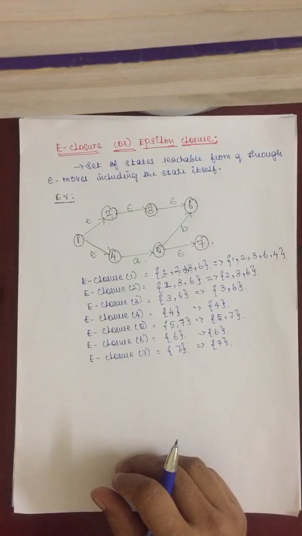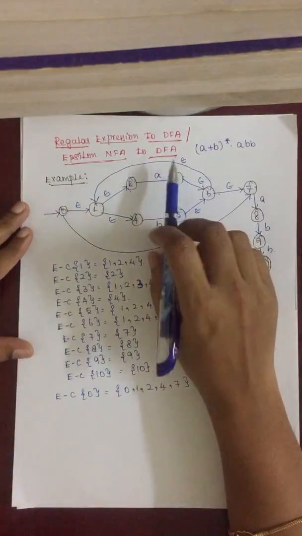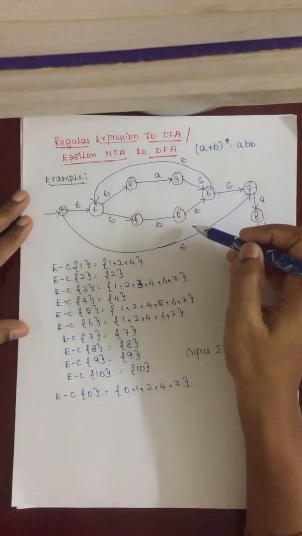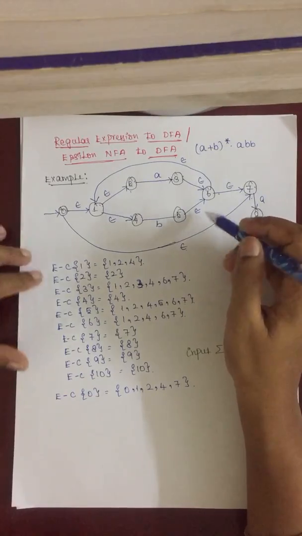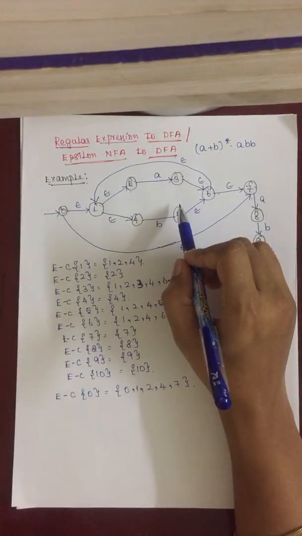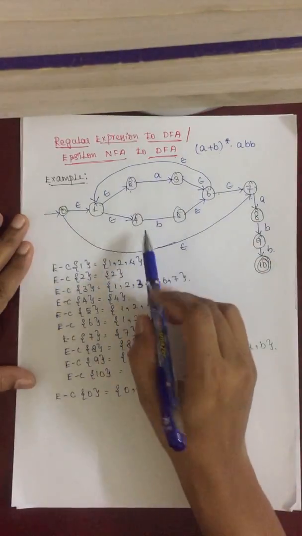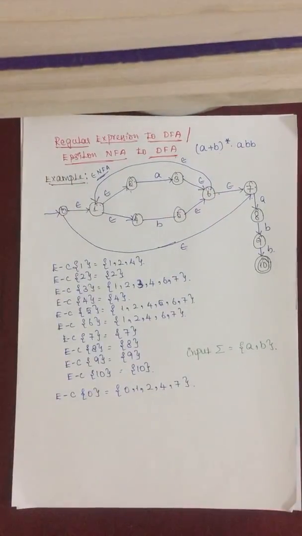This is how we identify the epsilon closure for each and every state. Now we will take one example of regular expression to DFA. Either you can start from the regular expression or from the epsilon NFA, and then the corresponding DFA can be constructed. If this is the regular expression, the initial thing is we are supposed to construct the epsilon NFA first. For this regular expression we have constructed the epsilon NFA diagram. From the epsilon NFA diagram only, the DFA can be constructed.